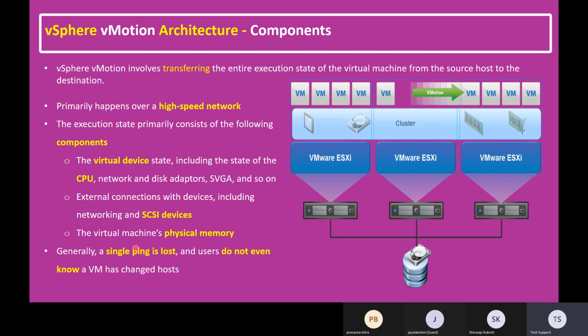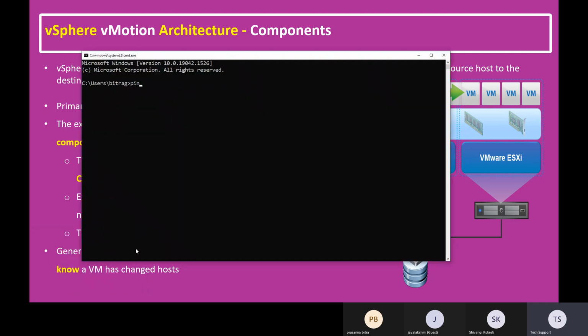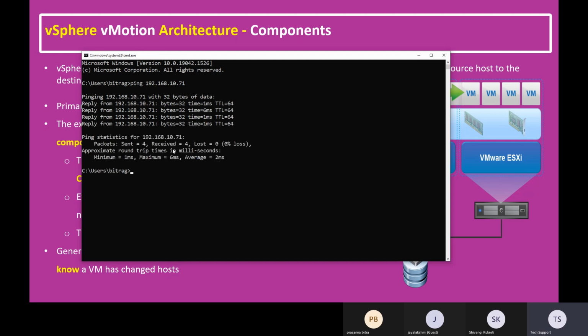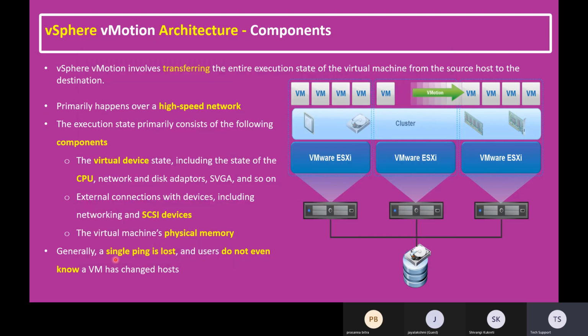Ping lost means, suppose I open the command prompt and try to ping our ESXi host, I'm just typing ping to our ESXi host IP address, 192.160.10.71. When we ping here, by default it shows 4 pings. It says ping packets sent 4, received 4, and lost is 0. But when we are performing a virtual machine vMotion, what VMware says is that during the vMotion you may expect a single ping lost. That means one packet may be dropped, but users do not even know.